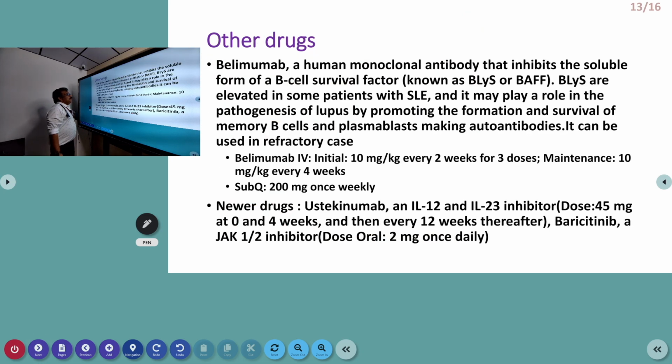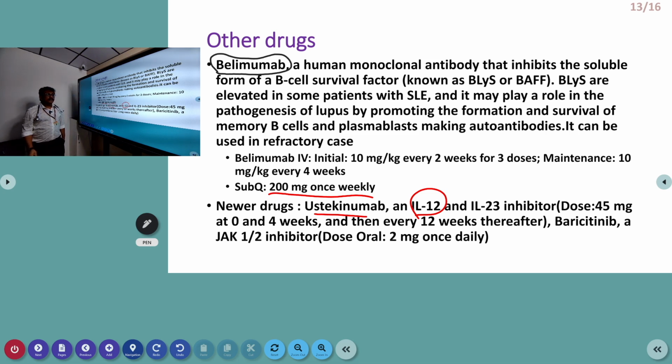Now, belimumab is another monoclonal antibody that also can be given. So there are a lot of newer drugs which are coming for SLE. The dose is 200 milligram once weekly. Newer drugs are available that also can be given for SLE.